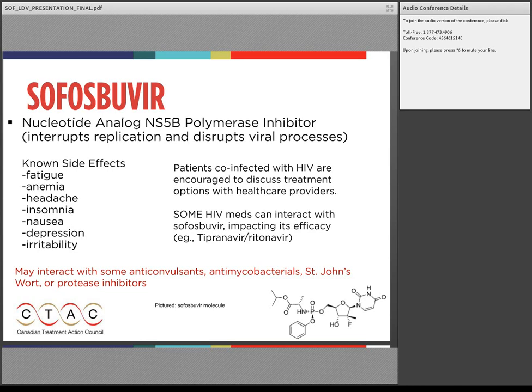Some of the things we know about Sofosbuvir as far as known side effects include fatigue, low red blood cells, low white blood cells, headache, insomnia, nausea, depression, irritability, and when paired with ribavirin, patients should note that ribavirin is associated with rash or dermatological events.